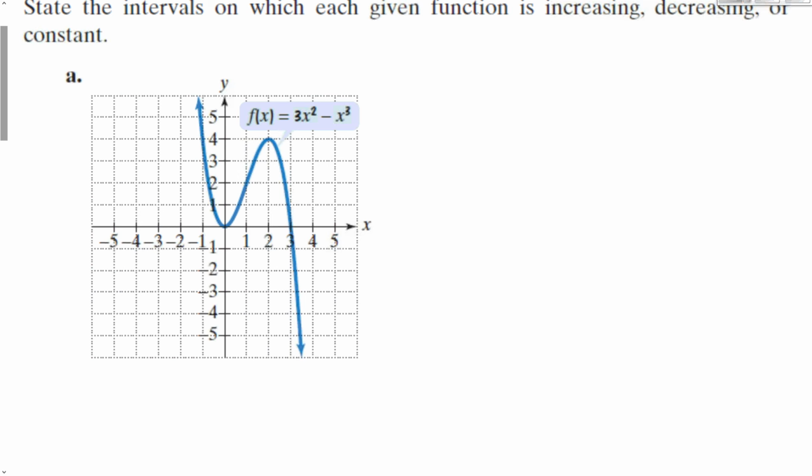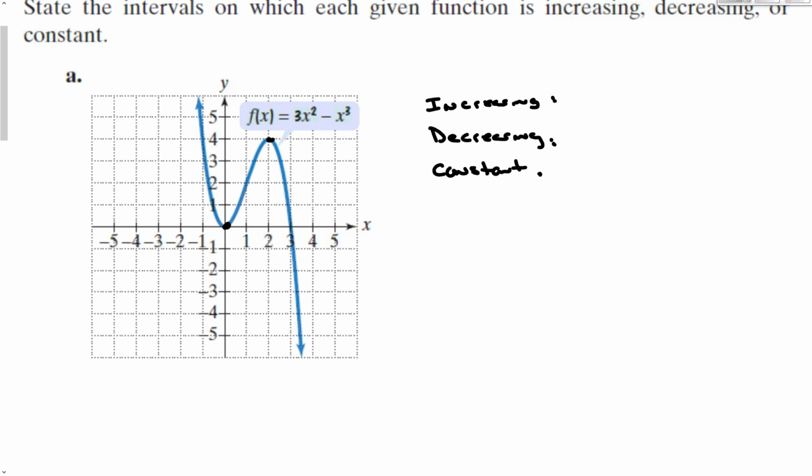Okay? So first, let's do increasing, decreasing, and constant. Okay? So, where is this function increasing? Well, anywhere as I go left to right, anywhere this graph goes up. So it goes up from there to there.